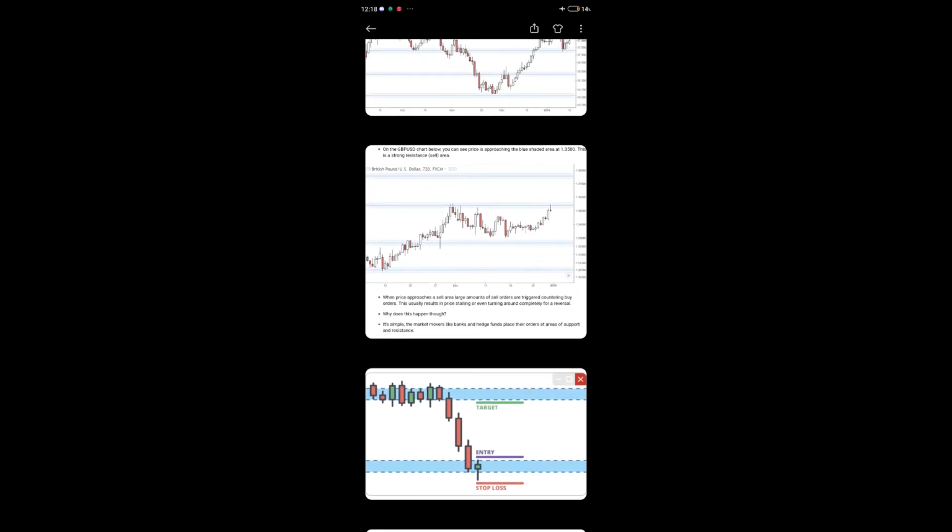Why does this happen though? It's simple. The market movers like banks and hedge funds place their orders at the areas of support and resistance. That is this area and these areas.